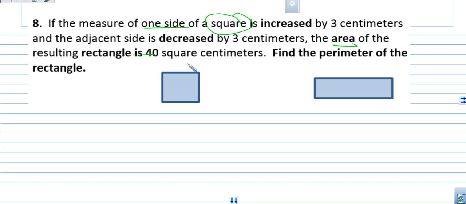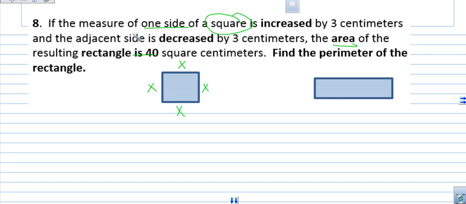So if we don't know, where do we put? An X. So this side will be X. Well, what about this side? Well, it's a square. What do all squares have? The same sides all the way around. So this is X, this is X, this is X. Okay?